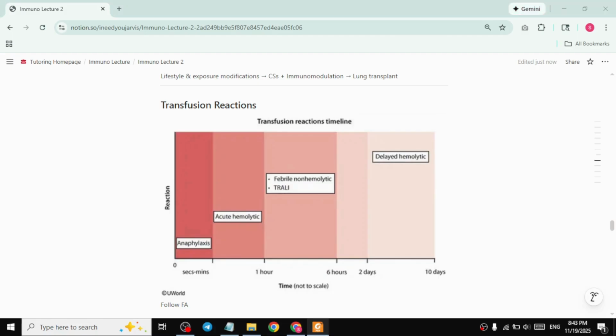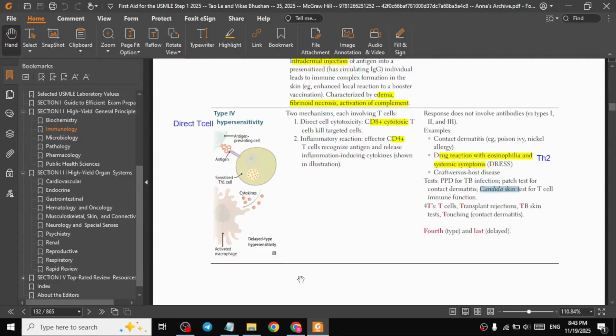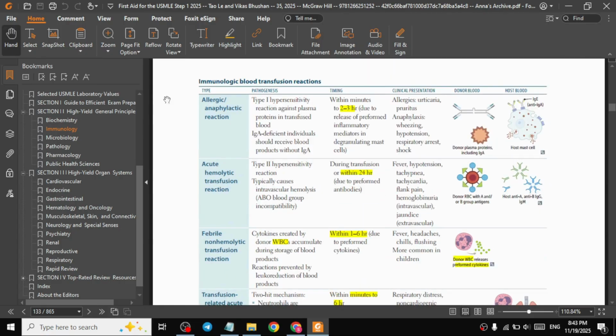Now, the typical timeline, as you see: anaphylaxis within seconds to minutes, then you get into less than 1 hour, then less than 6 hours, and then everything else is at least 2 days to a week, right? So you have to remember the demarcations of time: minutes, hours, 6 hours, or like half a day basically, and then 2 days or greater. Okay. Now let's understand each and every transfusion reaction in detail, right?